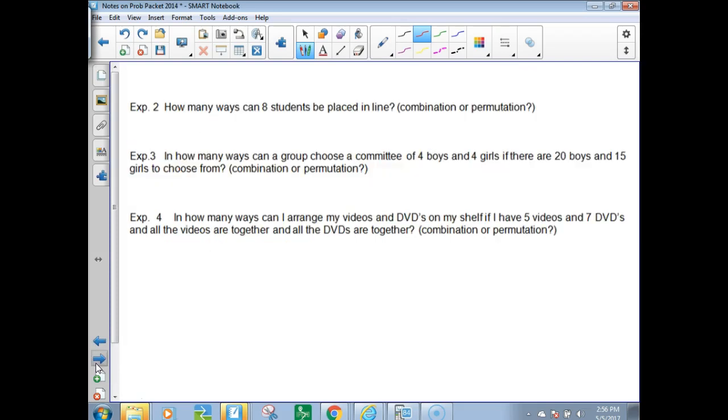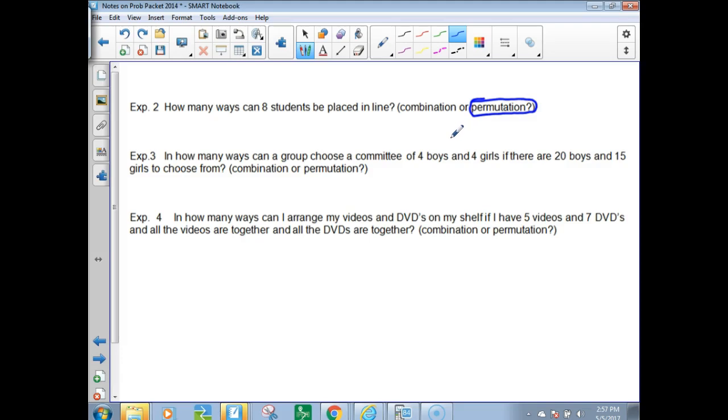How many ways can 8 students be placed in a line? Does the order you get put in line matter? All right, we have to decide if it's a permutation or a combination. It's a permutation because the order matters. You can't go first and second. You have to go first or second, right?